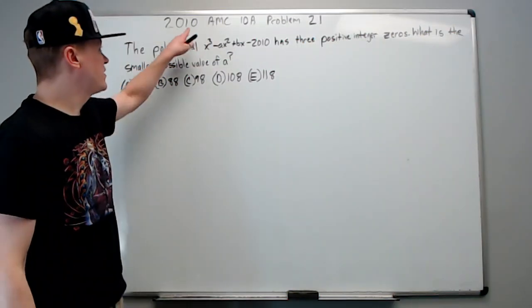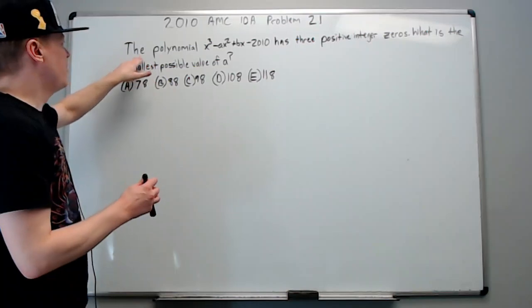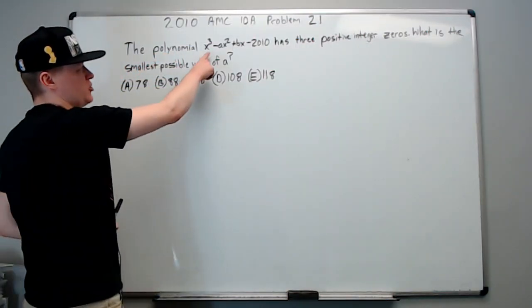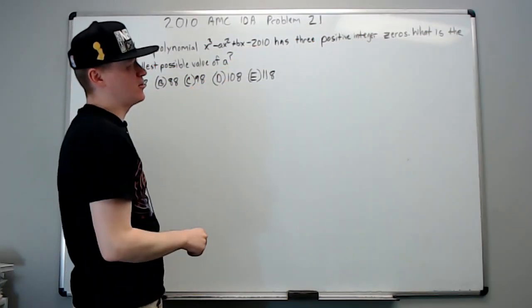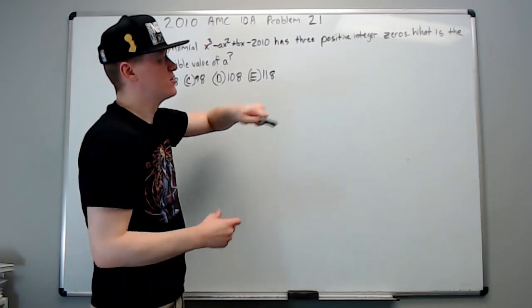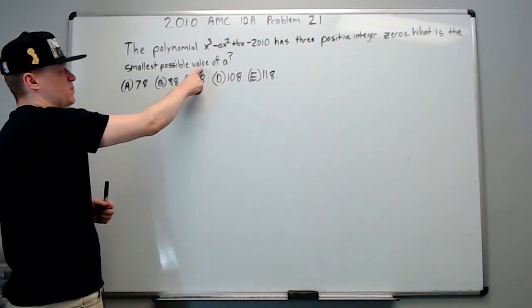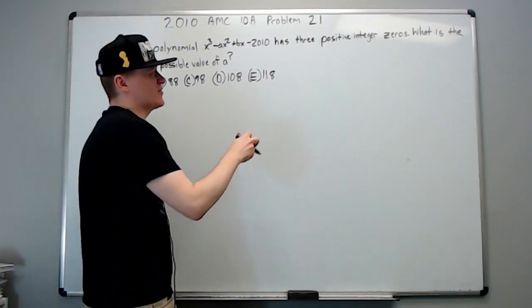Right, this will be the 2010 AMC 10A, problem 21. The polynomial x cubed minus ax squared plus bx minus 2010 has three positive integer zeros. What is the smallest possible value of a? This a right here. We have to understand some terms.